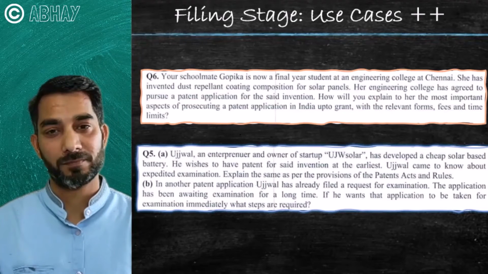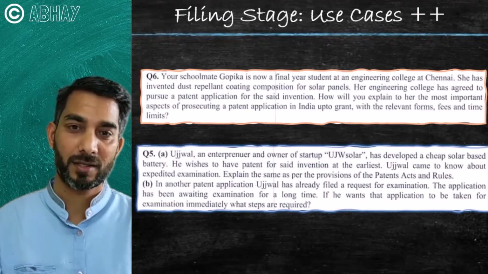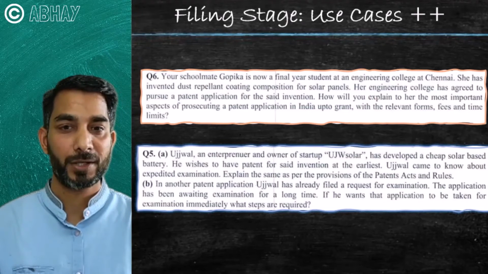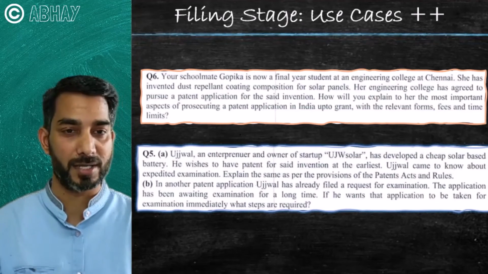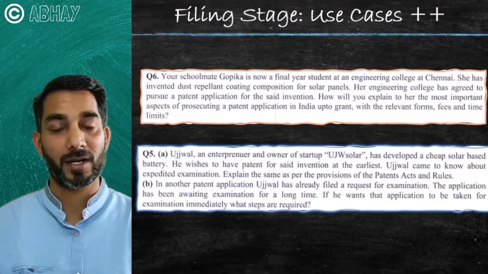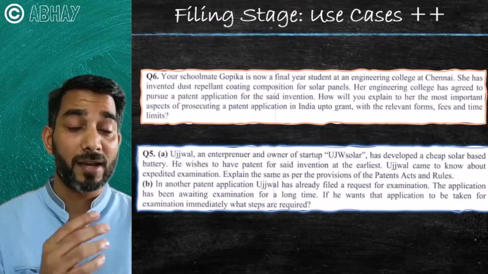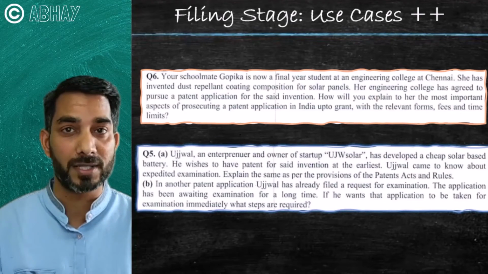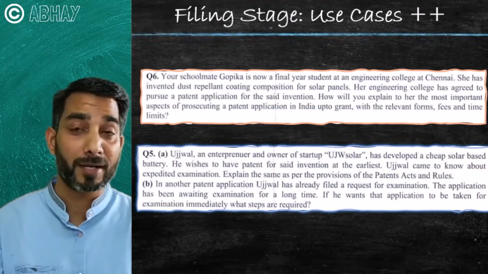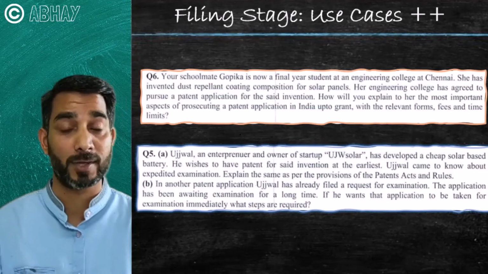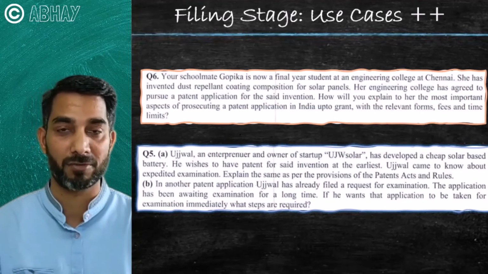The next one: Ujjwal, an entrepreneur and owner of a startup, has developed a cheap solar-based battery. He wishes to have a patent for the invention at the earliest. Perfect. Again, the objective is to file the application, and the constraint is at the earliest. And they have also mentioned startup as the word here. So there are provisions available in the Patents Act to get the benefit in terms of the cost as well as the timeline. Expedited examination can be filed, isn't it?